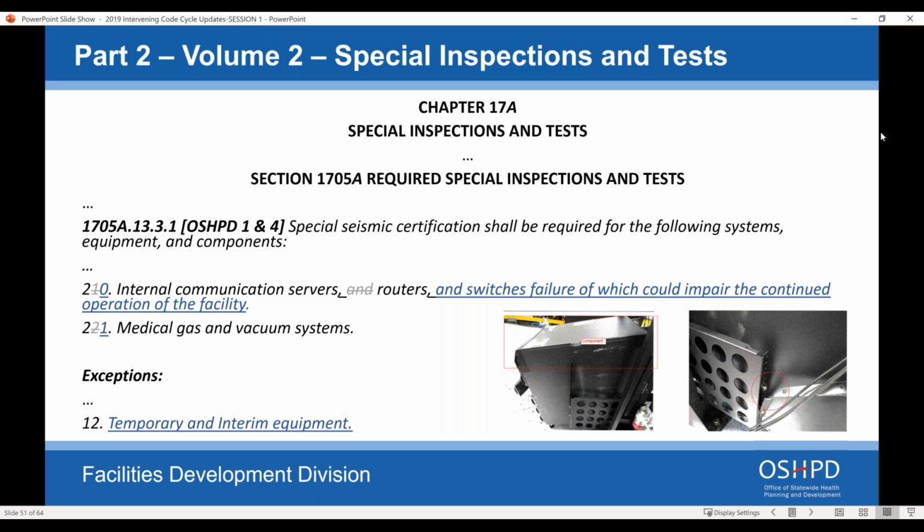So we made changes there, and then with the introduction of the new equipment categories, we also introduced terms like temporary and interim. So we said those equipment, even though they may have typically required special seismic certification, now do not require special seismic certification. So we clarified that. Next slide.